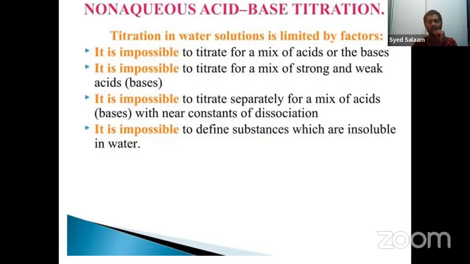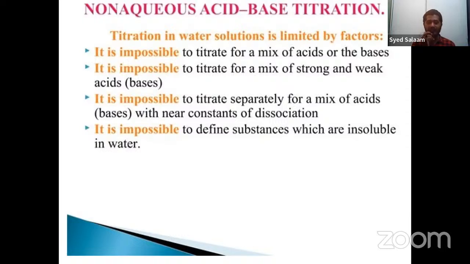Another thing is that there are certain compounds, usually organic compounds, which are insoluble in water. So we need to assay them. For example, if you want to perform an assay for paracetamol or any drug, and let us suppose it is not dissolved in water, how can you assay it? How can you identify it if it is not dissolving, and how can you get the results?